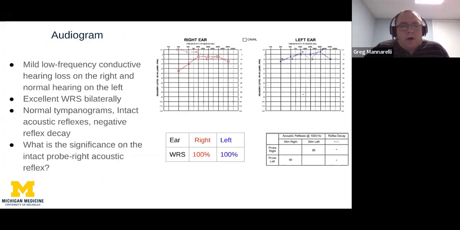But here's her audiogram, which showed mild low-frequency conductive hearing loss in the right ear with supernormal bone conduction thresholds at 250, 500, and 1,000 hertz. She has excellent word recognition bilaterally. Normal tympanograms, intact acoustic reflexes, negative reflex decay, so her immittance study was completely normal. And I guess my next question for the audience is, what's the significance of the intact probe-ipsilateral acoustic reflex? She's got a normal reflex in this ear.